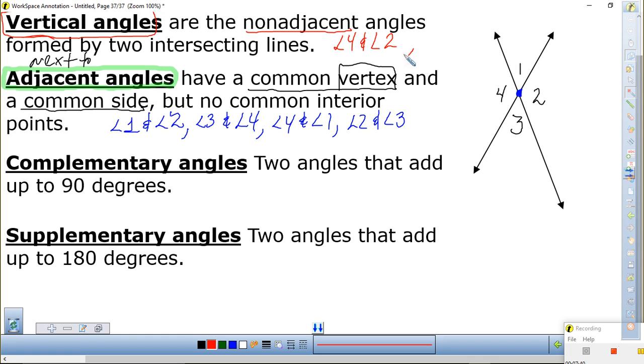And what's another set? Beto. Angle 1 and angle 3. That is true. Those are vertical angles that are non-adjacent. But they also have a special property. Let me show you the property for vertical angles. First, I'm going to start with 4 and 2. Pay attention to this one. Here it goes.